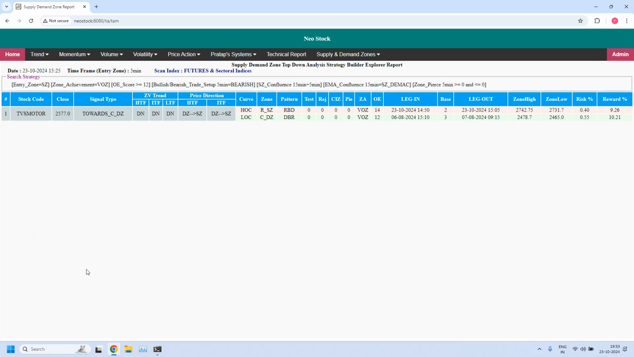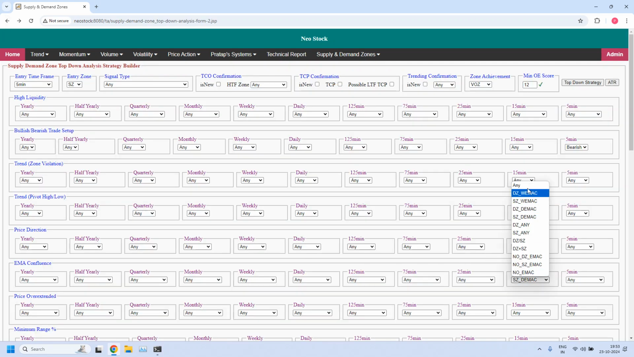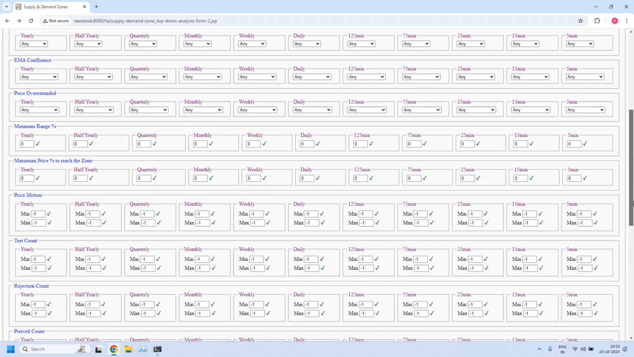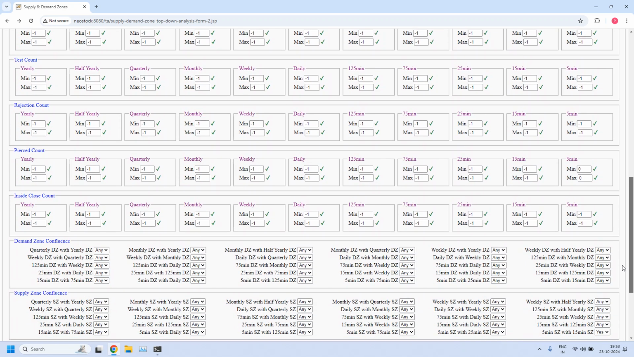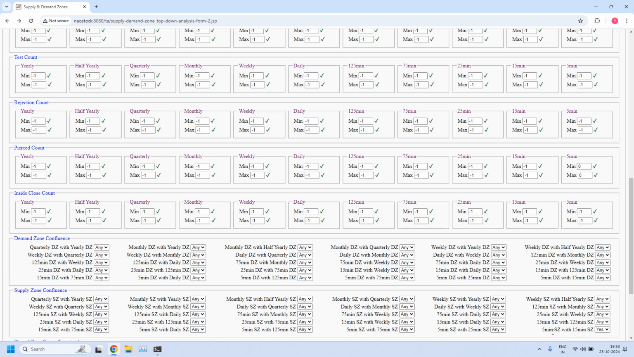Okay, next let us verify LTF, ITF, HTF supply zone confluence. I have to remove this EMA filter. So in the supply zone confluence, we need to set 3 filters. One filter is already enabled, that is 5 minute supply zone with 15 minute supply zone confluence filter. Next filter 5 minute supply zone with 75 minute supply zone confluence. And next filter 15 minute supply zone with 75 minute supply zone confluence.